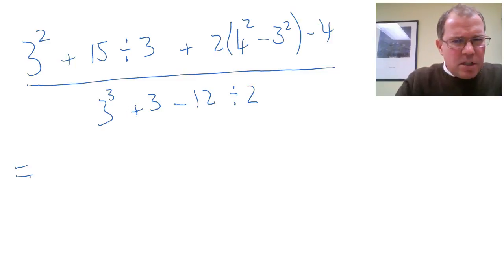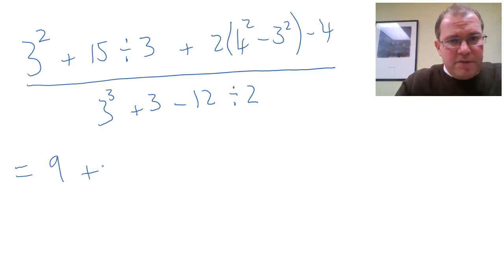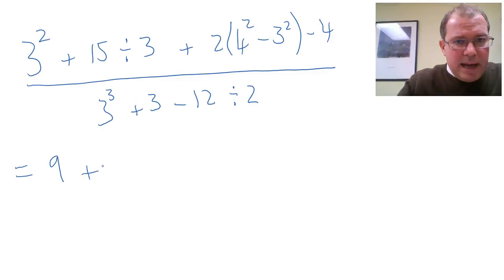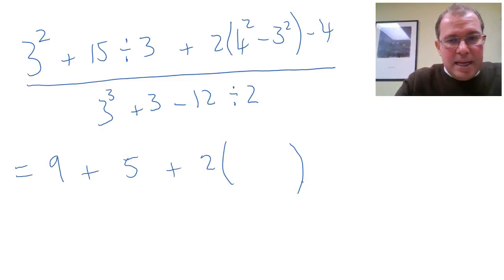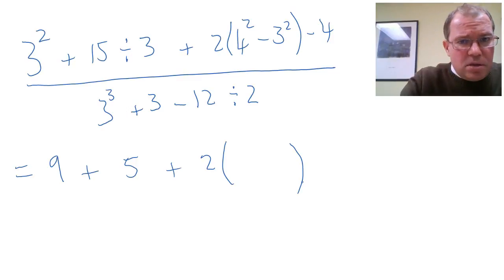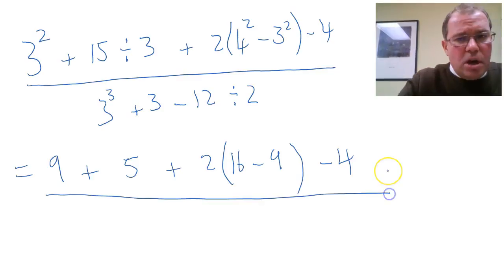So strictly speaking, we need to sort out the brackets first and what's inside this bracket here. But I'm actually going to sort out 3 squared as well, because 3 squared is just sat there on its own doing nothing. I can write down a 9. 15 divided by 3, I can work that out. 15 divided by 3 is a 5, plus I can't do anything with a 2 yet because I've got this bracket. Inside the bracket, or parentheses, I need to work out 4 squared minus 3 squared. 4 squared is 16, minus 9, and then minus a 4. So that's what I can do on the top safely.